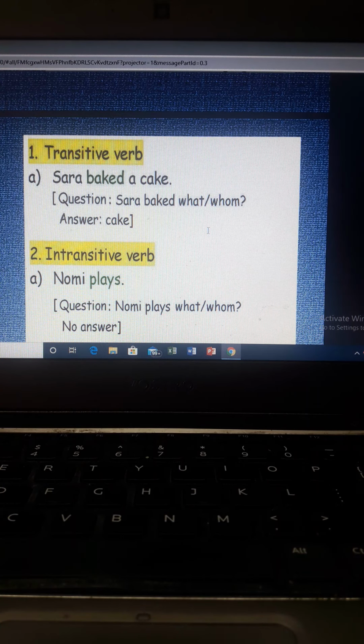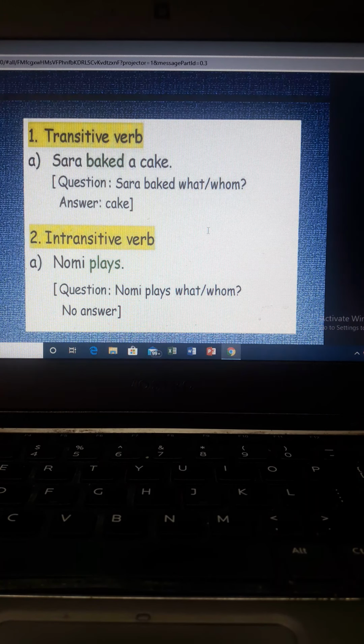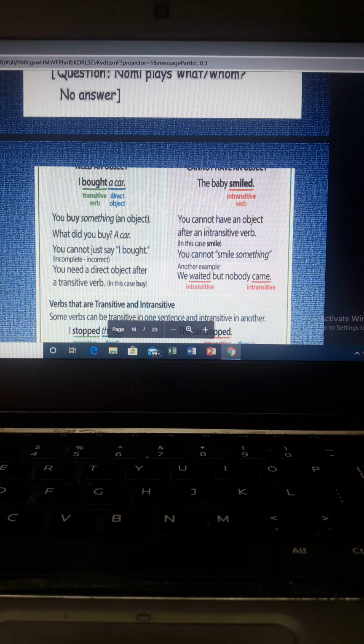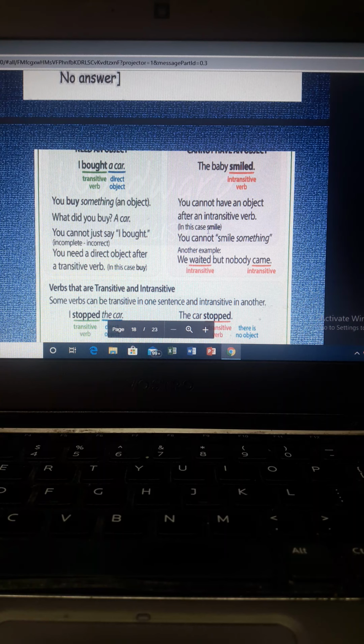So the verb which is followed by an object will be called a transitive verb, and the action verb which does not have an object will be called an intransitive verb. Now over here also, you buy something, like the sentence says I bought a car. Bought becomes the transitive verb and a car becomes a direct object. This is what we understood, the same example.